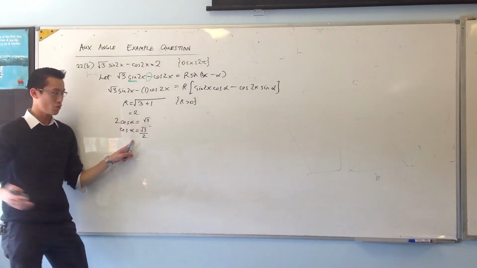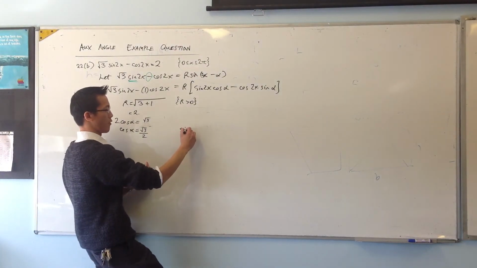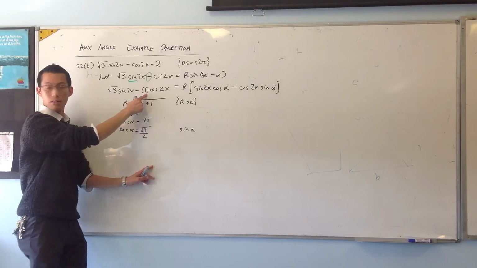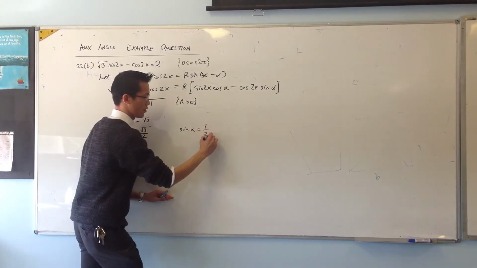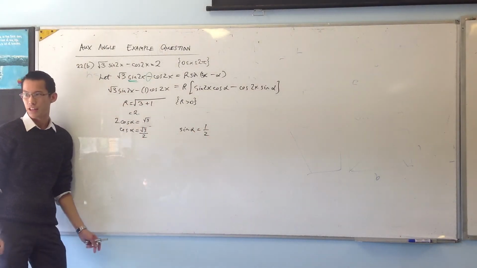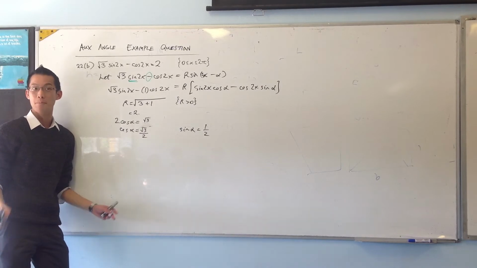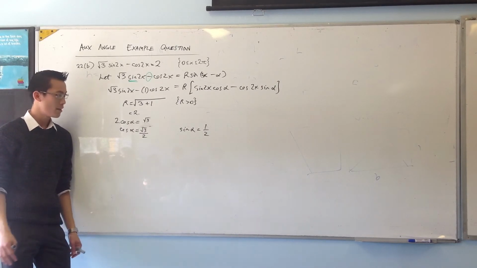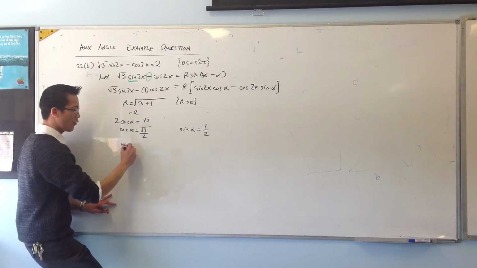the sake of it, just to be sure, you jot down your other one, sine alpha, that corresponds to the 1, right? So that's going to be 1 over 2. And you can see that they agree with each other. If they don't, you've picked your coefficients wrong, or you matched up things incorrectly. Okay. So, alpha is acute.